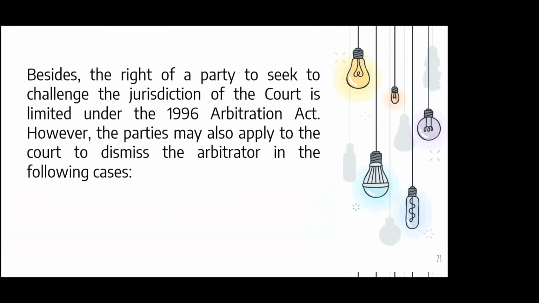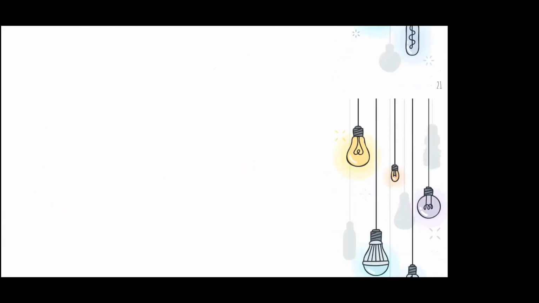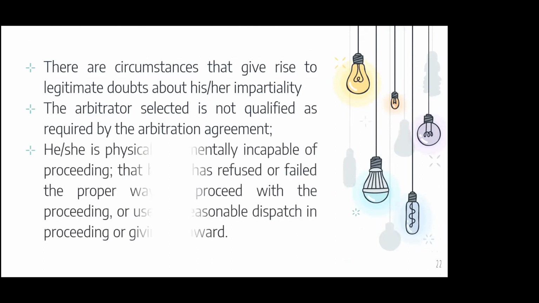First, there are circumstances that give rise to legitimate doubts about his or her impartiality. Second, the arbitrator selected is not qualified as required by the arbitration agreement. Third, and last, he or she is physically or mentally incapable of proceeding, or has refused or failed to proceed properly with the proceedings, or has not used all reasonable dispatch in proceeding or giving an award.